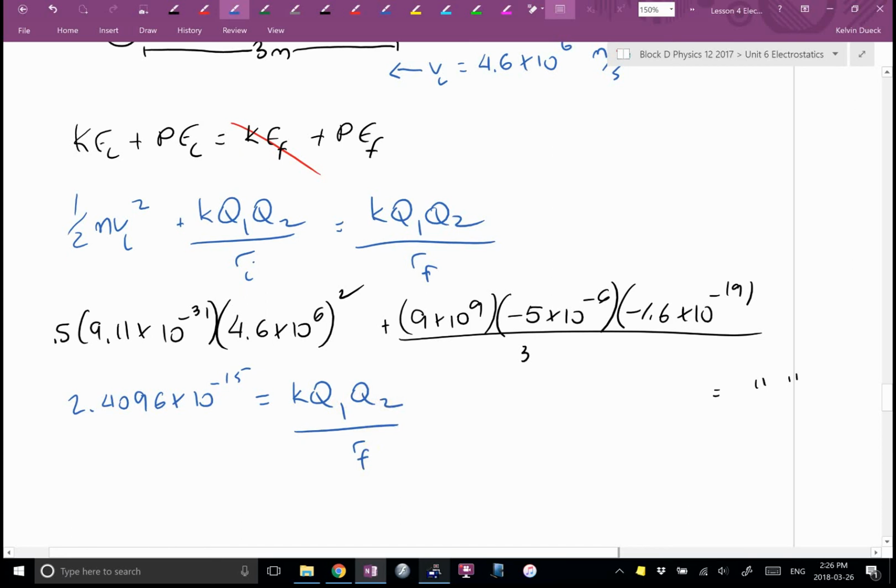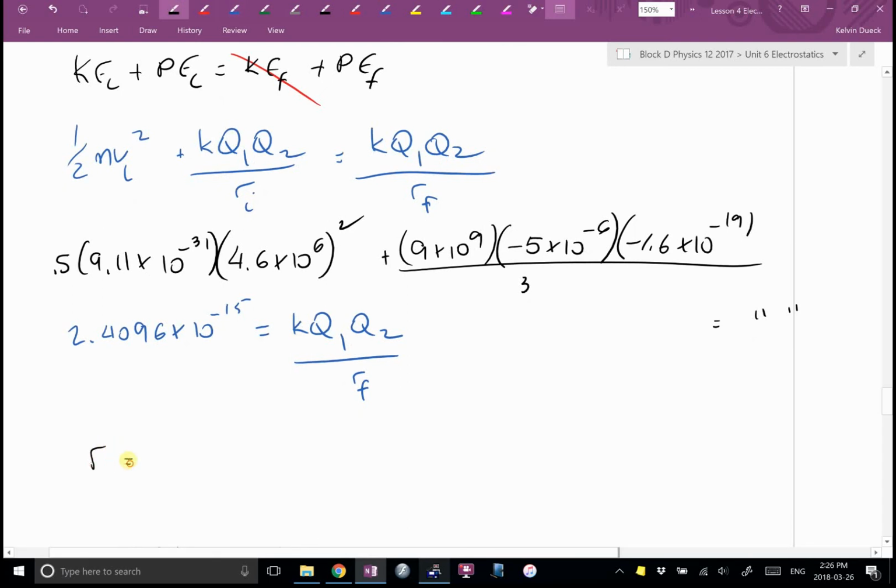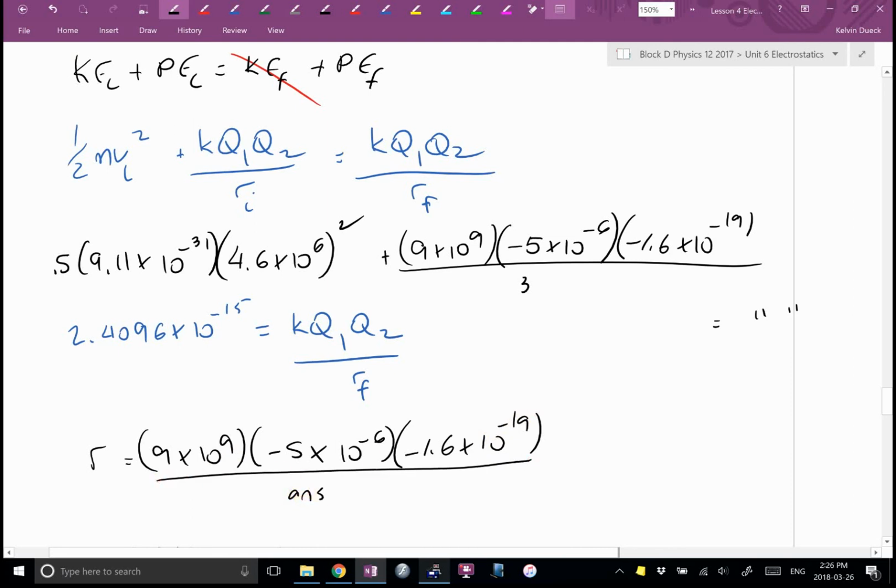Sarah, coming back to you. What was I trying to find? How would I get R final by itself now, folks? Times to the top and divide my answer button to the bottom. Yes? Is that okay? R final is going to be 9 times 10 to the 9th, Q1, negative 5 microcoulombs, Q2, Manir, it's an electron, negative 1.6. Well done. All over. Heck, I'm just going to write ans, because that's what I'm going to do with my calculator.